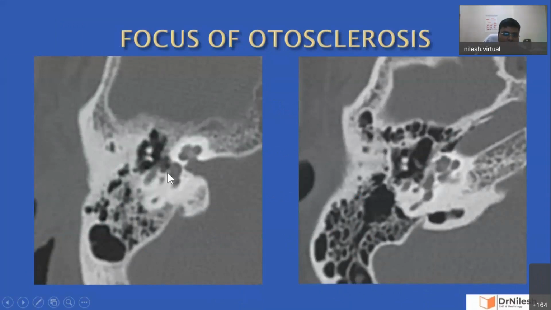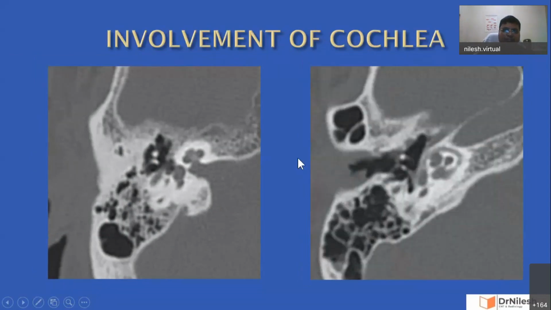Then this I showed you: the normal footplate will be grayish and up to 0.6 mm in diameter it is normal. There is no focus of demineralization on this triangle of fissula ante fenestram. While in cases of otosclerosis, you can make out the footplate may be thick and there is a focus of demineralization anterior to the anterior crus. Here you can see the stapes nicely, anterior crus and the posterior crus. Then involvement of cochlea, I told you, the normal cochlea will be dense like this, and this is an entirely demineralized cochlea. So this is cochlear otosclerosis.